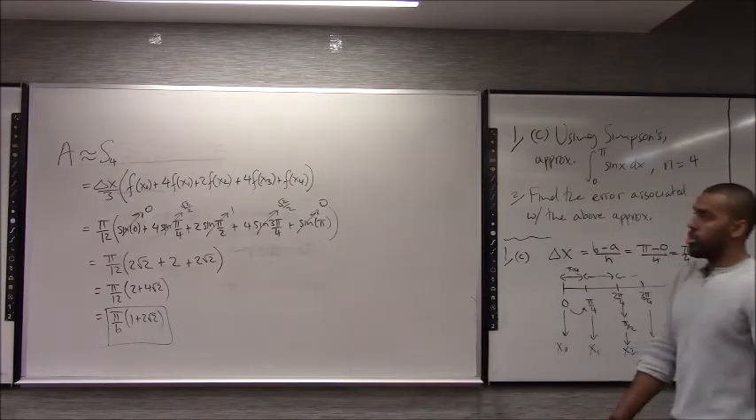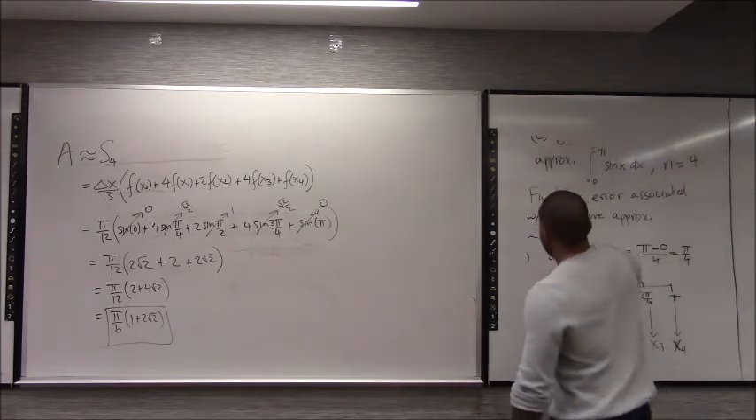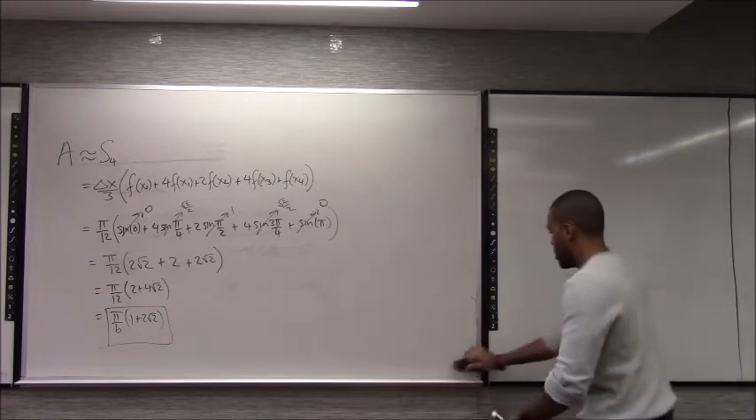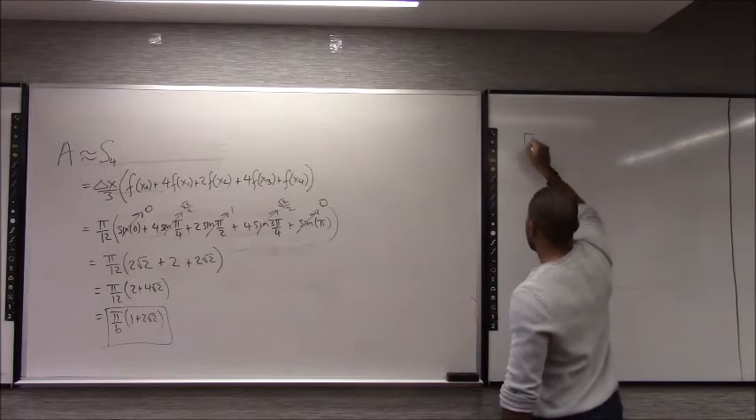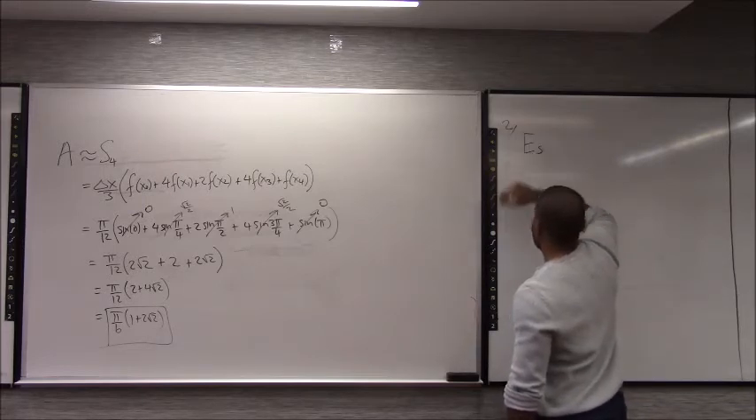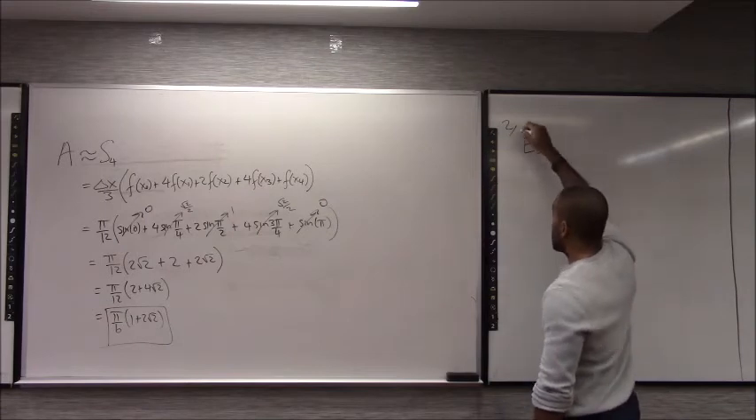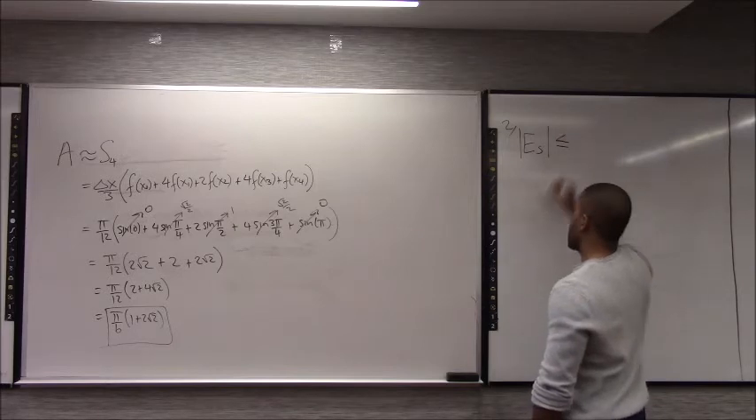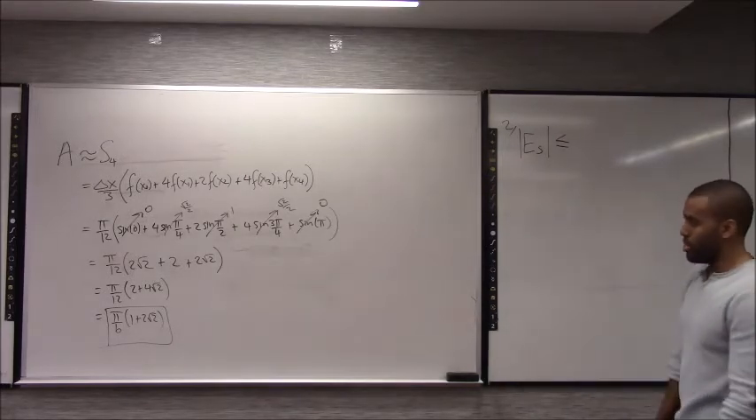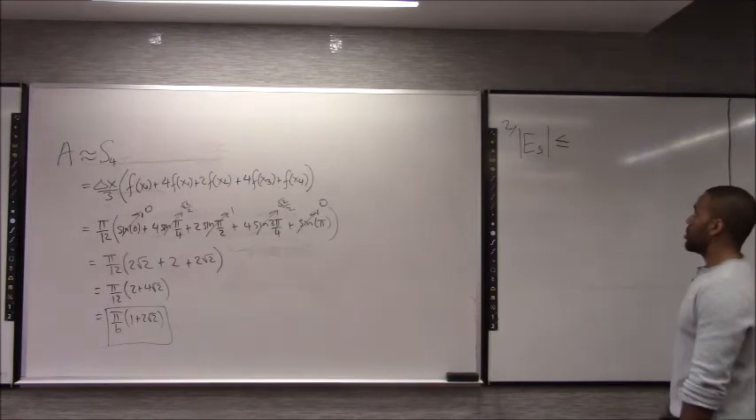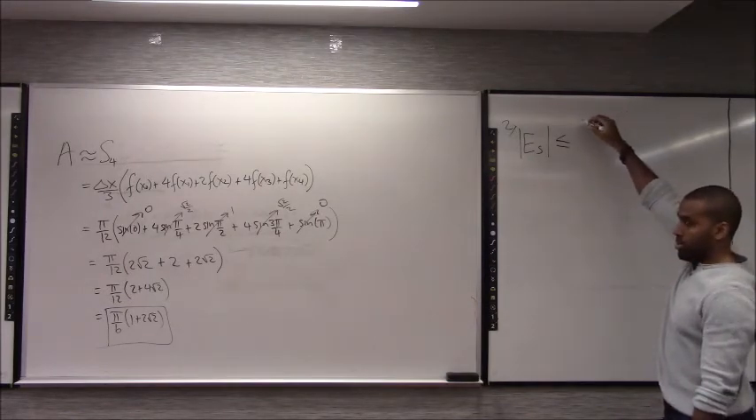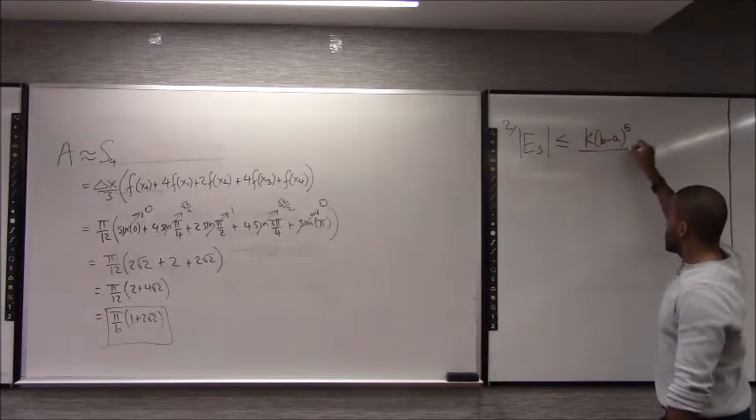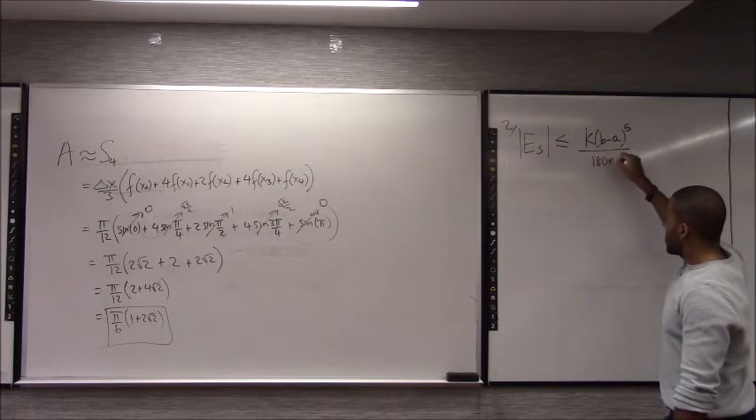Now, how good an approximation is it? Well, we want to find the error associated with Simpson's rule. We want to find the magnitude of that. And in fact, we know that there's an upper bound for this. There's a limit on how wrong we can be using Simpson's rule. And what was that? K times b minus a to the 5th power over 180 times n to the 4.